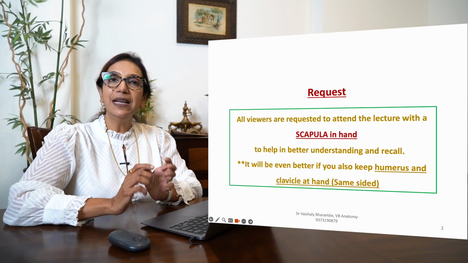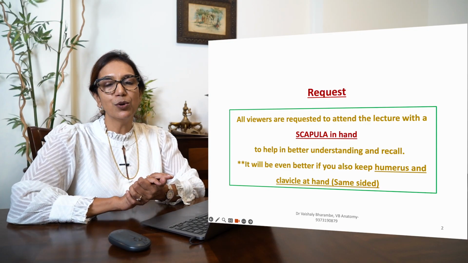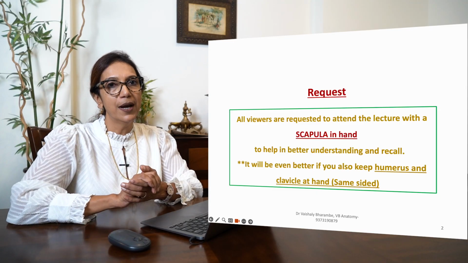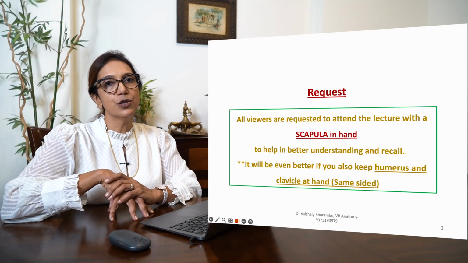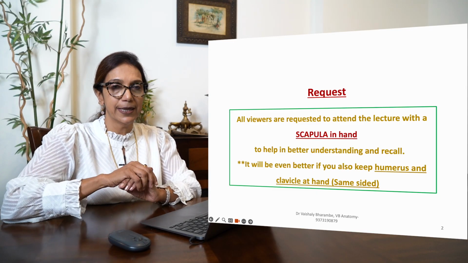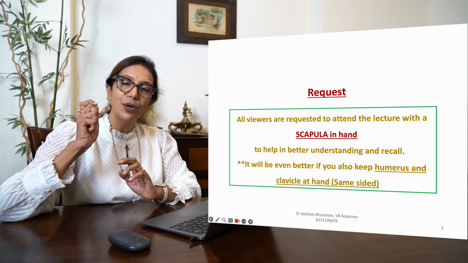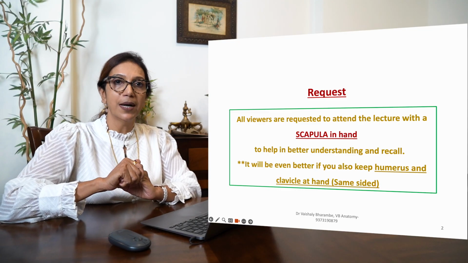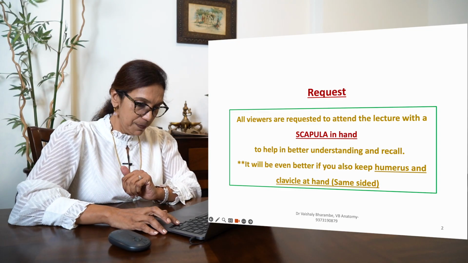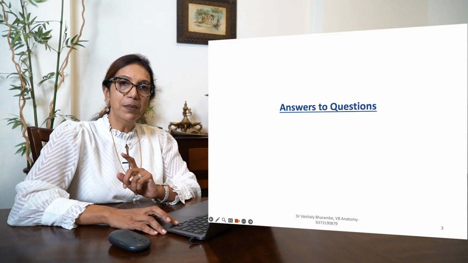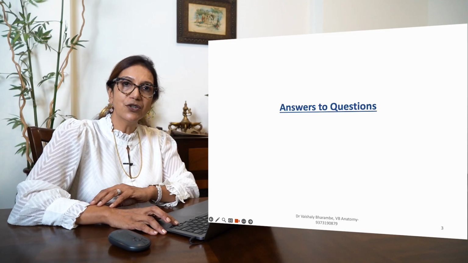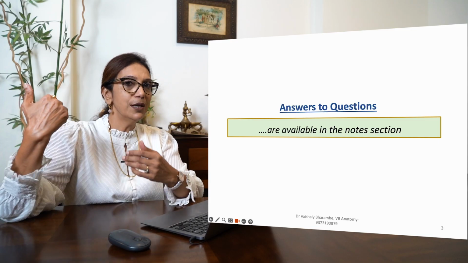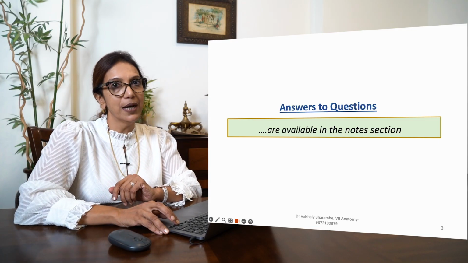Right. So again a request to all of you, always sit for my osteology lectures with bones in your hand. So scapula should be there in your hand. By now you know how to hold it in its normal anatomical position, so hold it correctly. I would suggest also have the same sided humerus and clavicle ready with you in case you want to articulate them. Okay, so with this basic instruction, remember I will ask you a lot of questions in my lectures. The answers to all these questions either are explained in the lecture or then you can go to the notes section, you will find all the answers there.